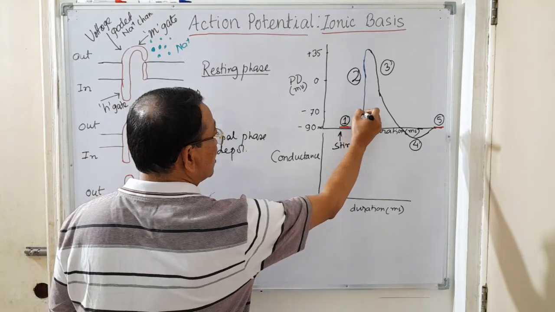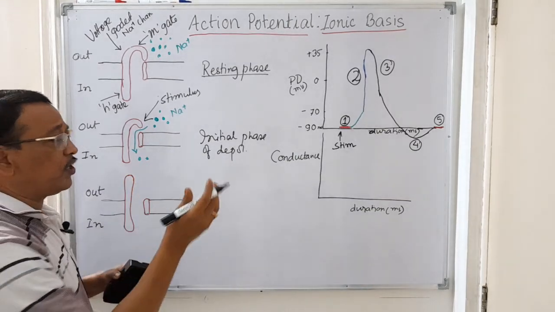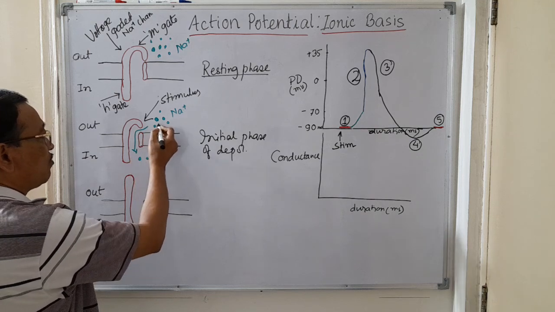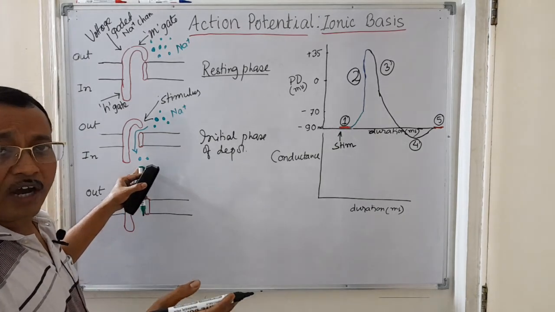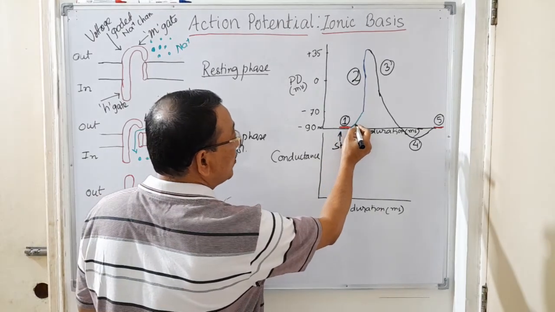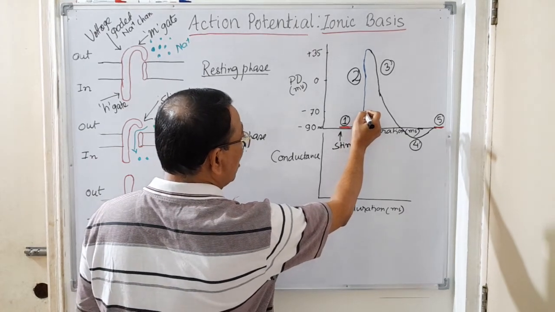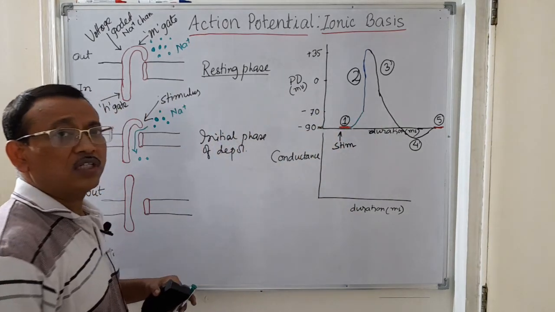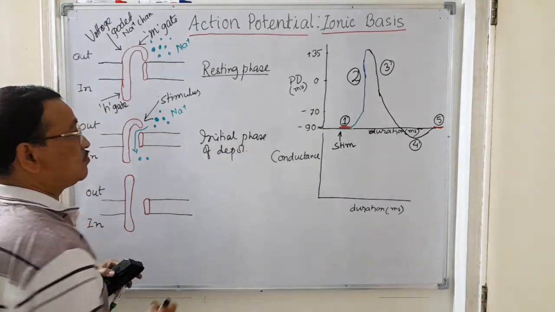During this phase, there is a slight opening of the voltage gated sodium channels, through which there is little entry of sodium ions from outside to inside. As sodium ions, or positive ions, are coming in, inside electronegativity is slowly getting decreased to the threshold firing level, or critical level, that is about minus 70 to 75 millivolt. So this is the initial phase of the depolarization.